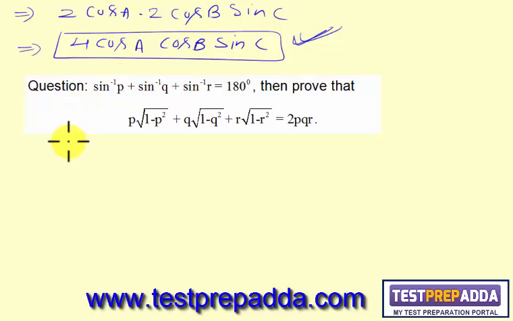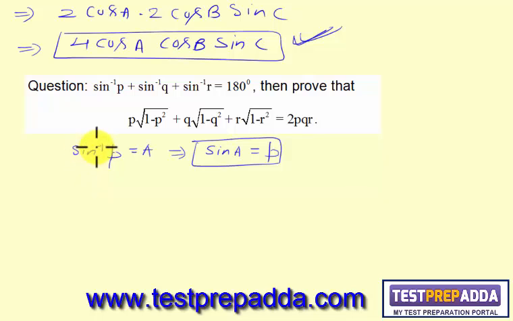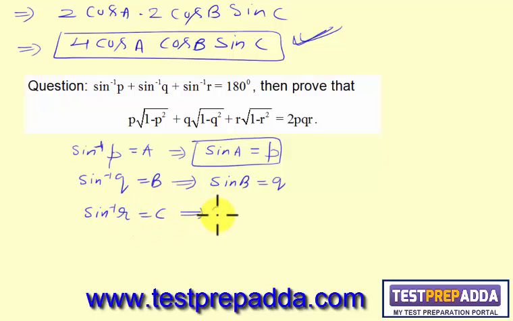So if I take sine inverse P is equal to A, then sine A will be P. Okay. Now, if I take sine inverse Q is equal to B, then sine B will be what? Q. Similarly, sine inverse R, if I take as C, then sine C will become R.